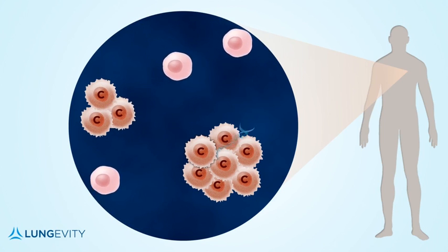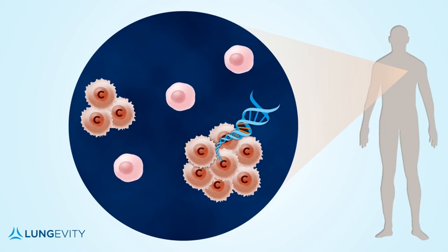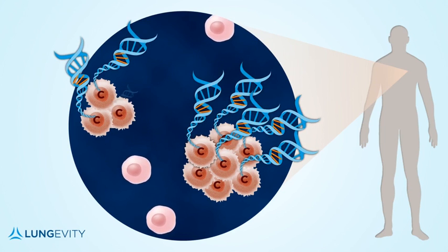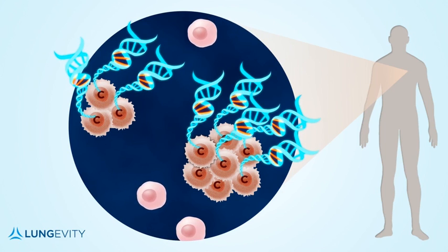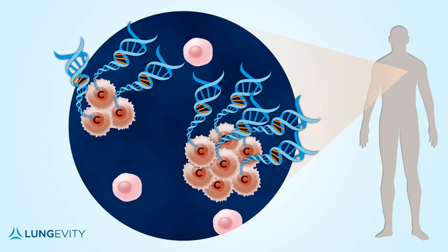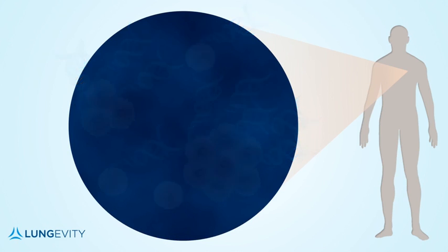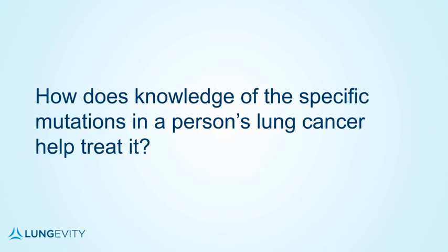In these cases, the original mutation in the gene is passed on from the first cancer cell to all the subsequent cancer cells and can serve as an identifying feature of the cancer itself, since the normal cells of the body do not have the genetic mutation. Now that we understand some basics about cancer genetic mutations, let's discuss how knowledge of the specific mutations found in a particular person's lung cancer can help treat it.